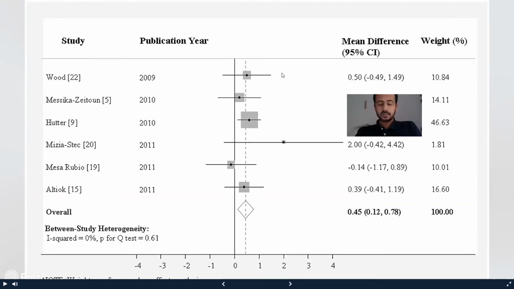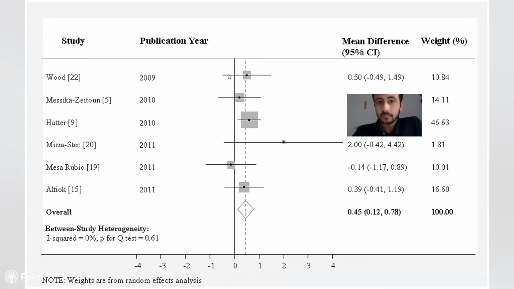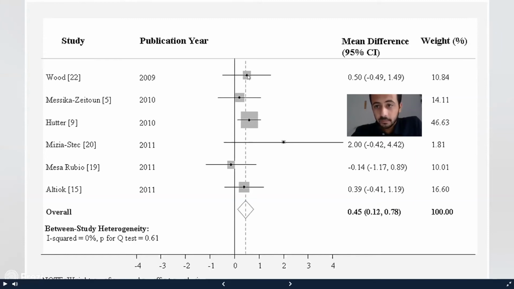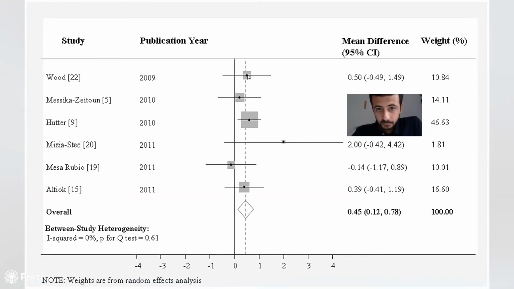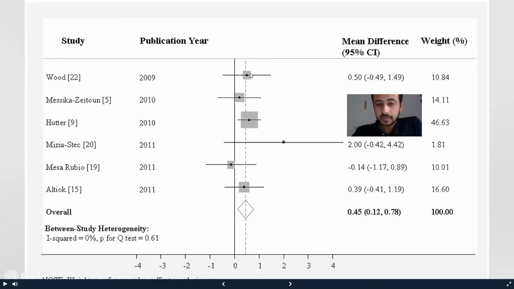Look at it. We have a line, we have a dot, and we have a square. What does each of them mean? The line means the confidence interval. You know the confidence interval? The point is the mean. Do you know the mean? The square is the weight. Exactly, the weight. When you have a shorter confidence interval, do you expect the box to be bigger or smaller?